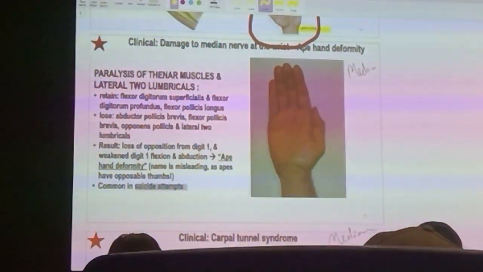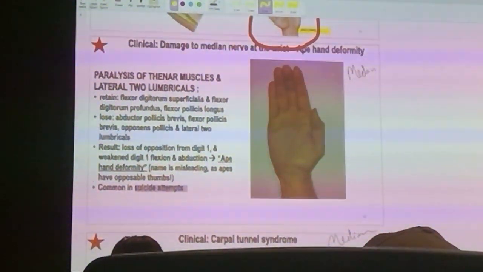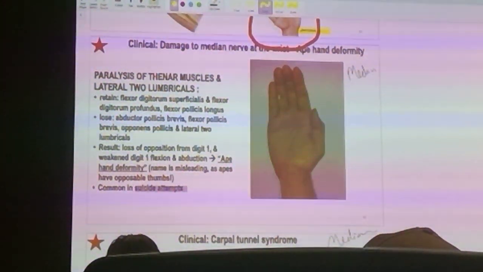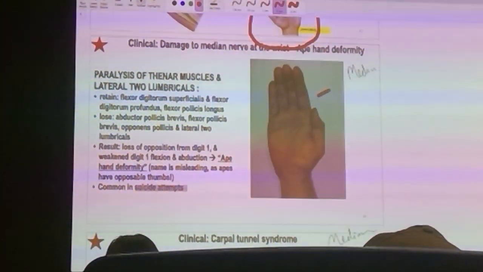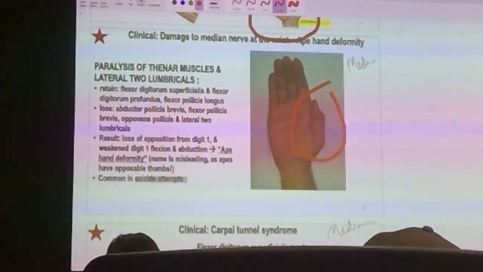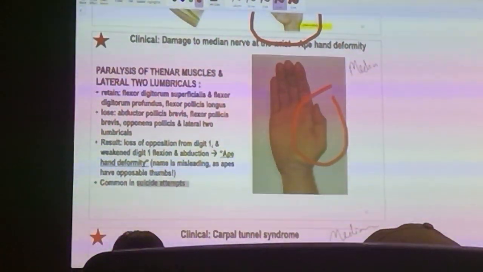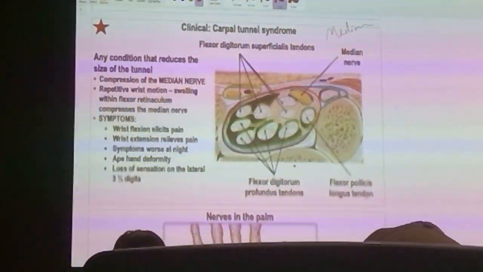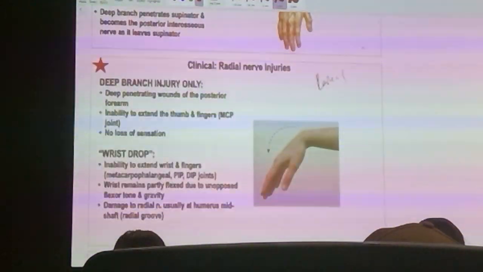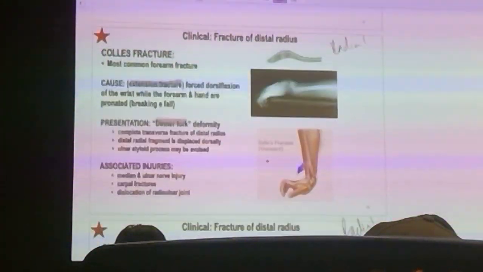So you need to know that the median nerve is most likely damaged during suicide attempts. Then they present with claw hand, so they're not able to oppose their thumbs. Okay, wrist drop or median nerve.